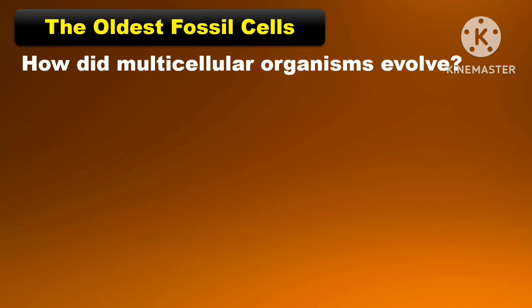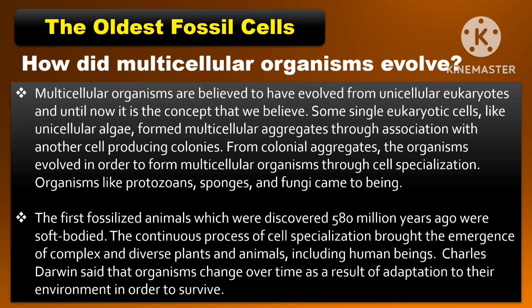How did multicellular organisms evolve? Multicellular organisms are believed to have evolved from unicellular eukaryotes, and until now it is the concept that we believe. Some single eukaryotic cells like unicellular algae form multicellular aggregates through association with another cell, producing colonies. From colonial aggregates, the organisms evolved to form multicellular organisms through cell specialization.